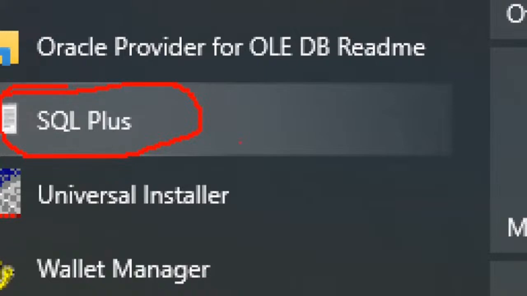What is this tool? What is the server? How will it be connected? What is the username? What is the password? Like this. SQL Plus is a tool. This is a default tool.